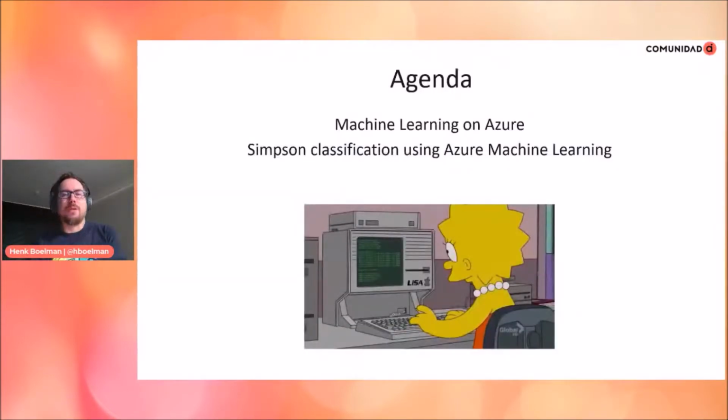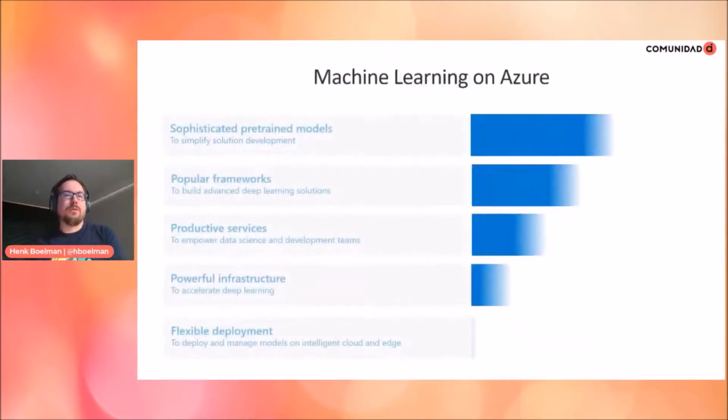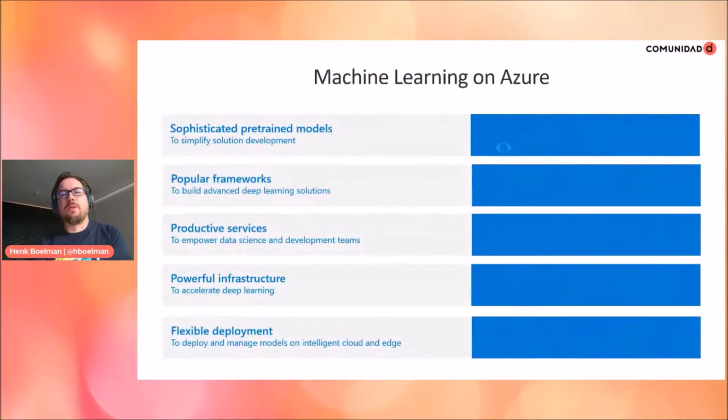So what are we going to do? We're going to talk about machine learning on Azure, and we're going to build a Simpsons classification project using Azure Machine Learning and PyTorch. So first, let's have a look at what machine learning services are out there.